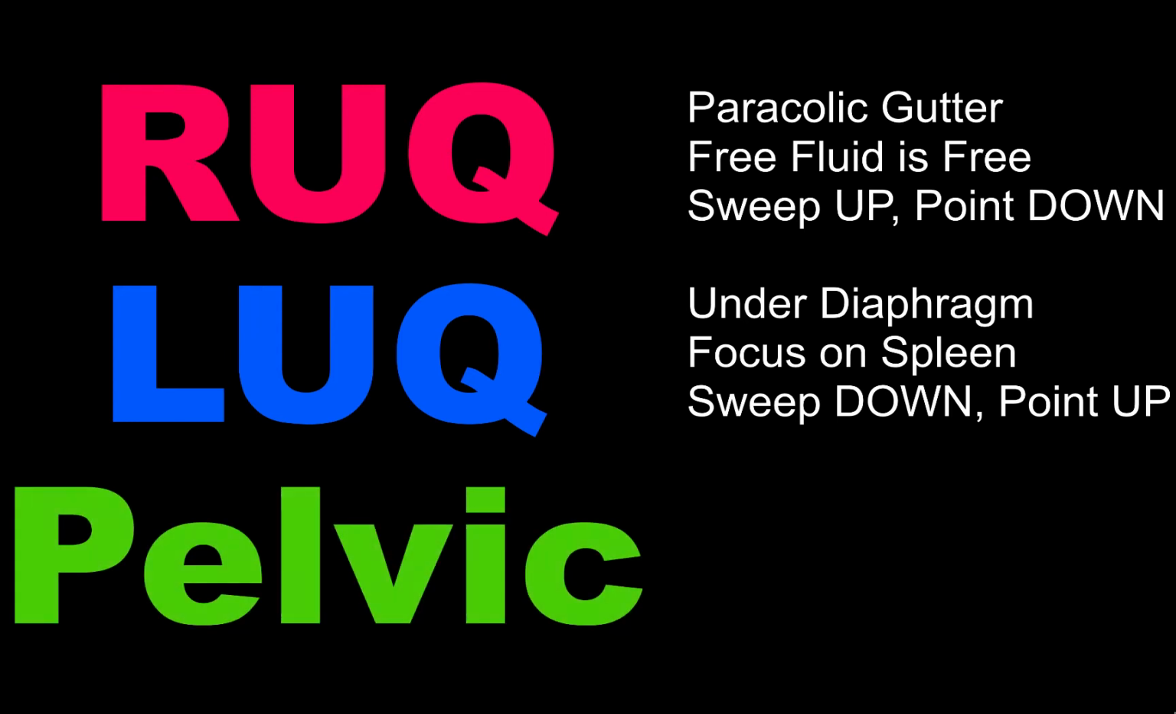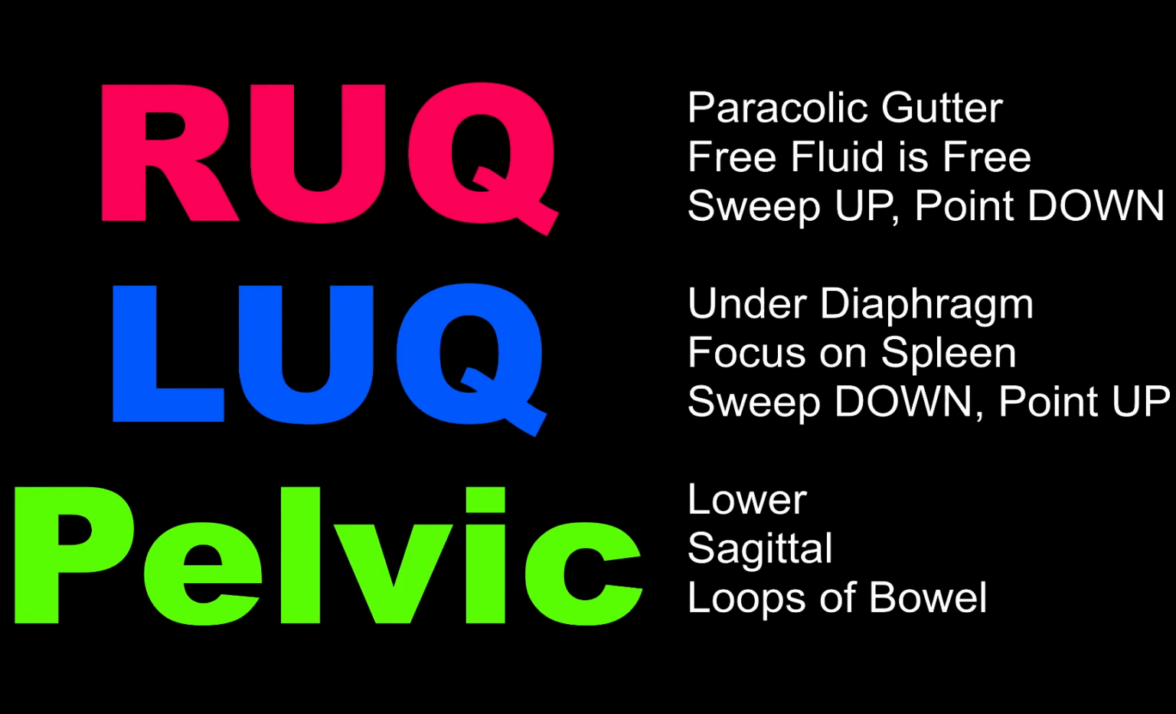For the pelvic area, always remember to go lower. The sagittal plane is much more sensitive than the transverse plane, and loops of bowel are your dead giveaway that you're looking at free fluid and not a second bladder.